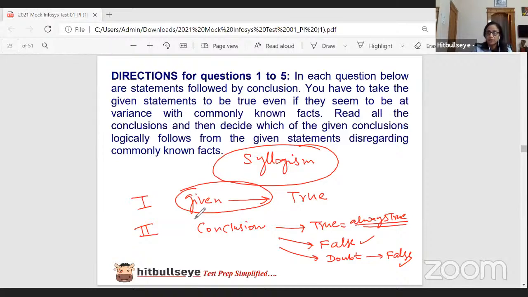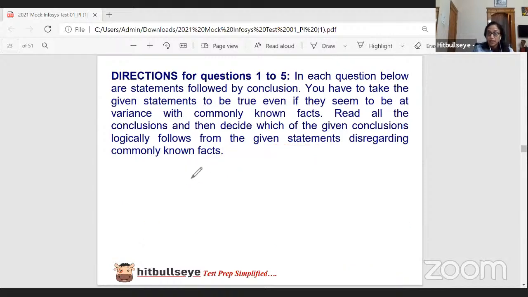Is that clear, everyone? Let me just give you a very simple example. I give you the information that all pens are erasers. Even if you know that this is very stupid, you will have to trust that it is true.